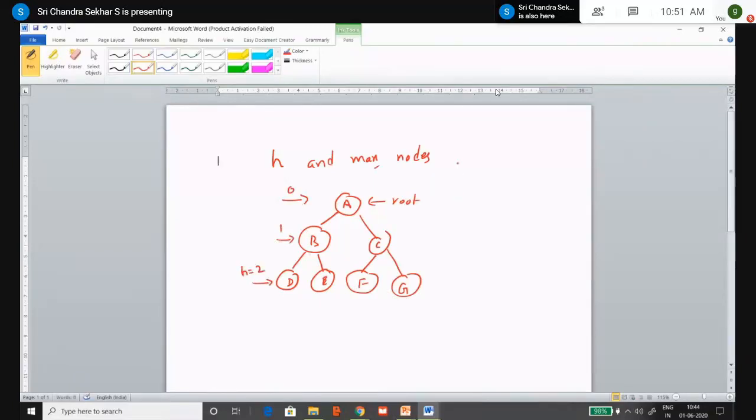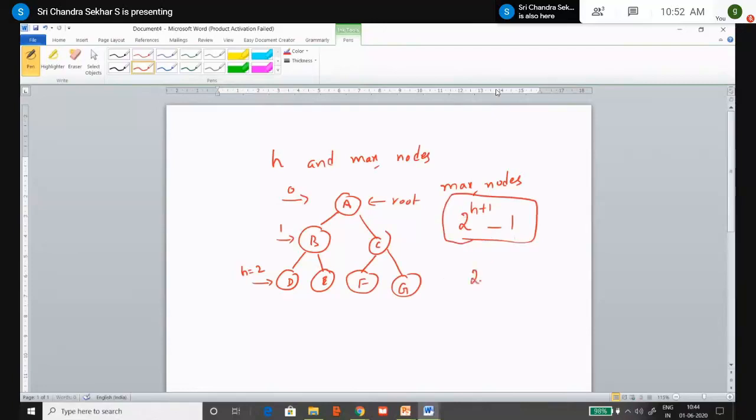Now let us check whether the given formula is true or not. What is the maximum number of nodes a binary tree can accommodate if height is equal to h? The formula is 2 power h plus 1 minus 1. This is a very important formula. You got many questions on this particular formula in the previous GATE examinations, right? So 2 power h plus 1 minus 1 is the formula.